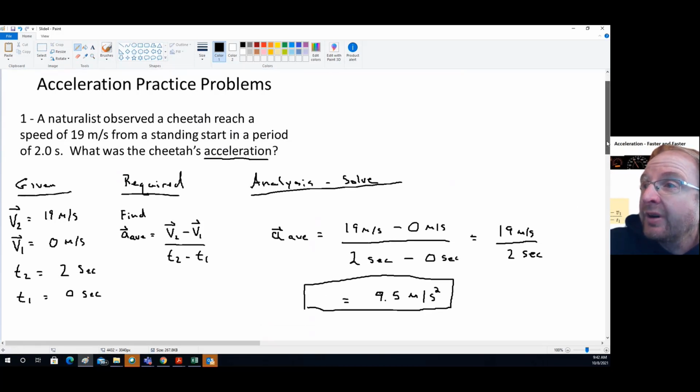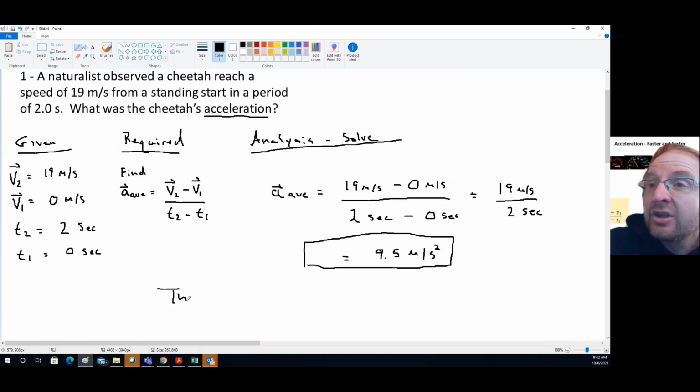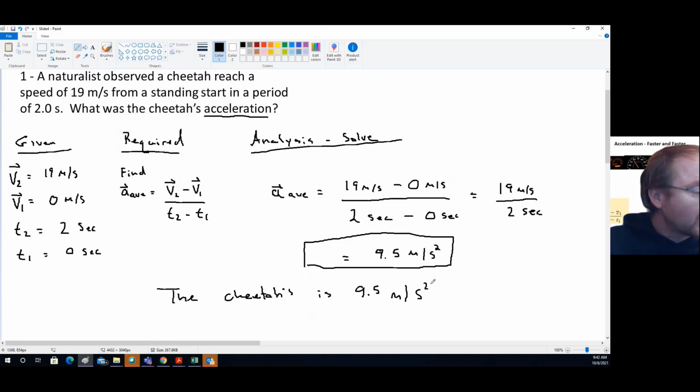Let's do a quick paraphrase. The cheetah's acceleration is 9.5 meters per second squared. If you don't have that squared sign, we're not talking about acceleration. We would just be talking about a speed or a velocity.